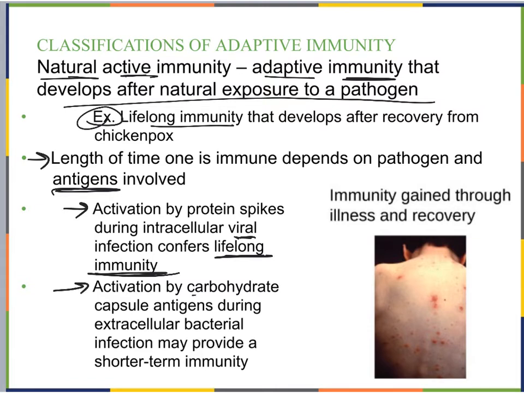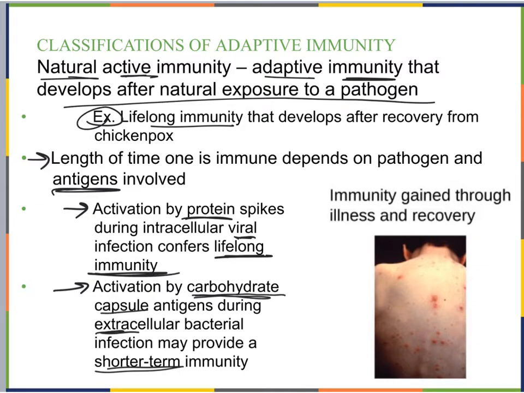However, activation by a carbohydrate capsule antigen during extracellular bacterial infection might provide a shorter term immunity. This is similar to the biological molecules that we spoke about before, where if we have proteins, they're going to be a stronger antigen for us to fight off, or easier for us to recognize. We see that more easily, and we have this bigger immune system response. That also means that we have longer immunity to something like a protein spike compared to a carbohydrate capsule or DNA or a lipid or something.